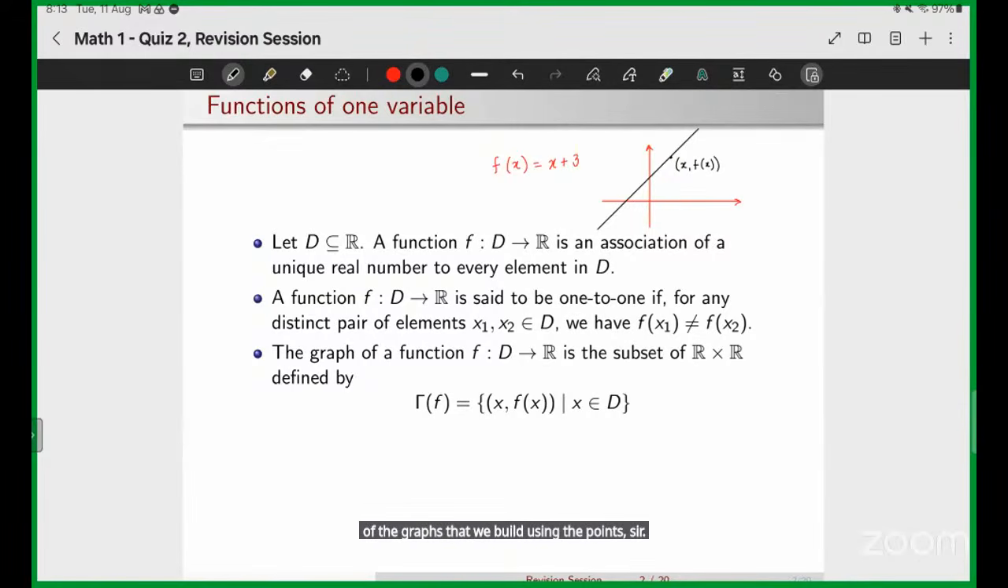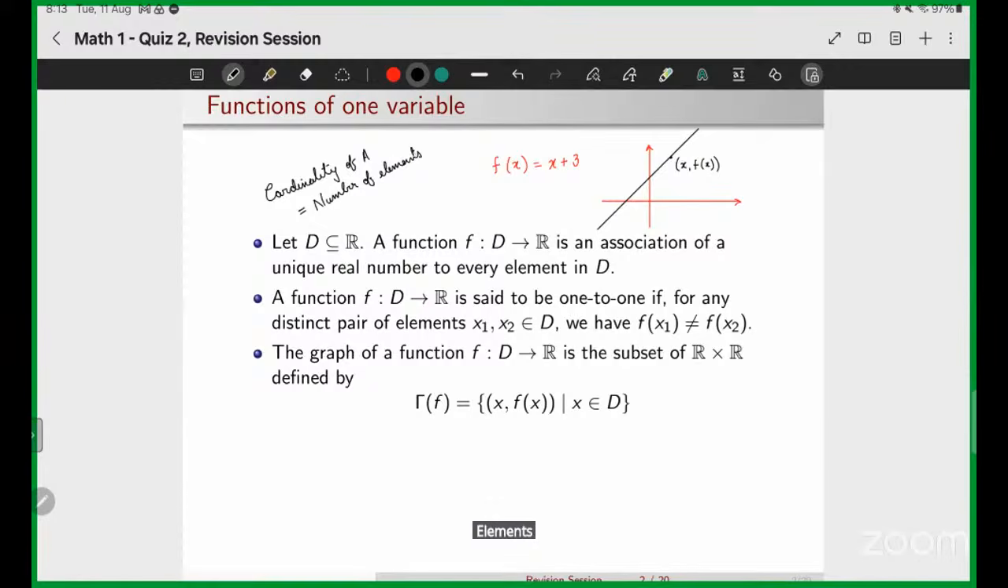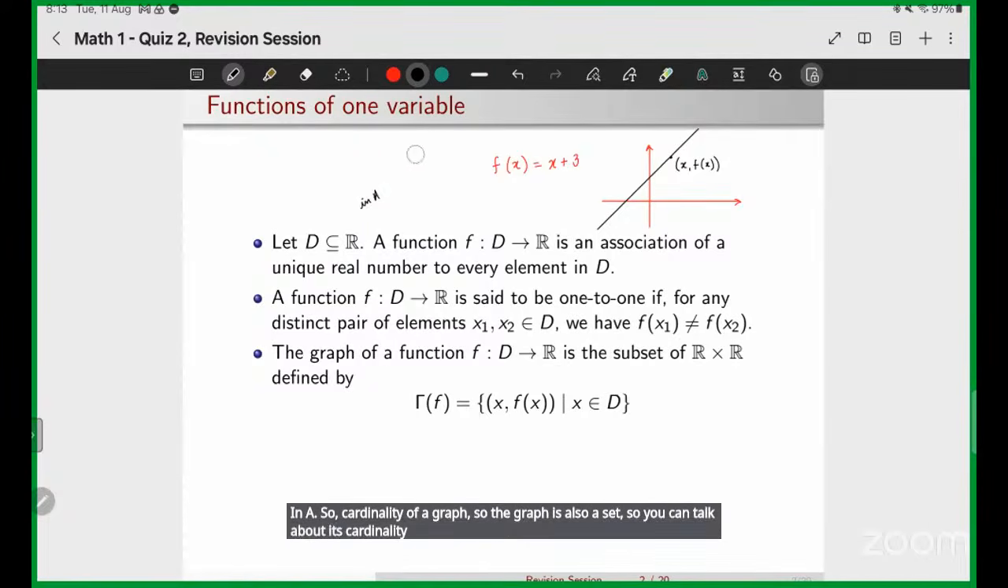This graph, the points (x, f of x). Cardinality means number of elements in the set. Now, cardinality of, let's say, A is equal to the number of elements in A. So let me write it explicitly. So the graph is also a set, so you can talk about its cardinality, but that is infinite.